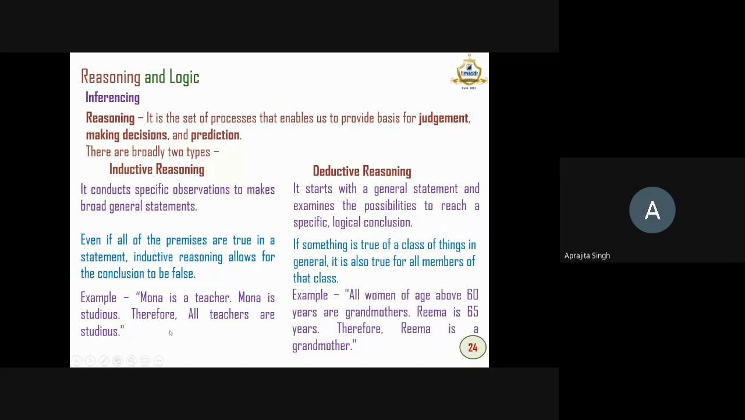And if I take this example, all women of age above 60 are grandmothers. Reena is 65 years, therefore Reena is a grandmother. So we are starting with a general statement. All women above 60 are grandmothers. We start from the general statement. For a particular person, we are seeing whether it's true. So Reena is 65 years, therefore what we are concluding is that Reena is a grandmother. Okay.